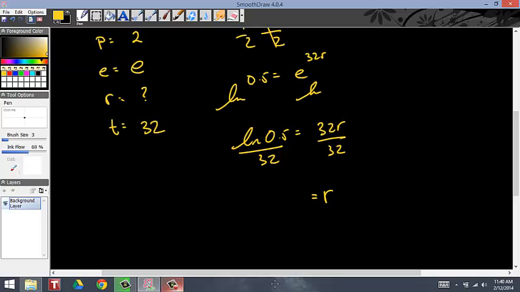Okay, yeah, why not? Let's go to 4. Now the rate should be negative. Why should we expect a negative rate on this? Because it's degrading. It's decaying.